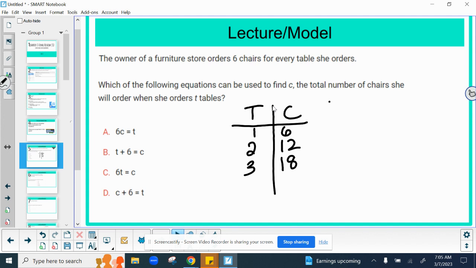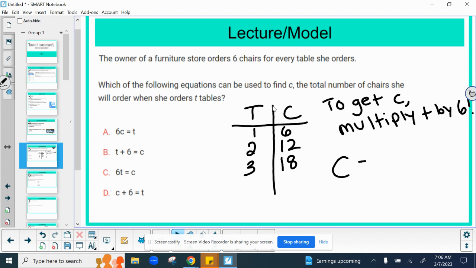What I am seeing here is to get C, or to get the chairs, multiply T by 6. So C equals 6 times T. Again, because to go from the tables to the chairs, we multiply by 6. So that would be option C. And again, it's not going to be option A because that would say multiply the chairs by 6, but we're multiplying the tables by 6. All right, let's keep moving.